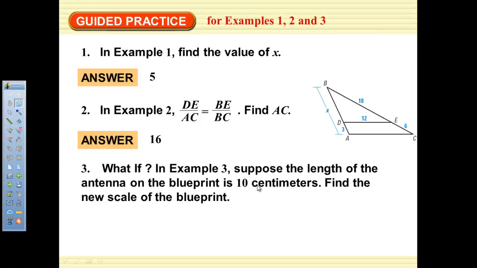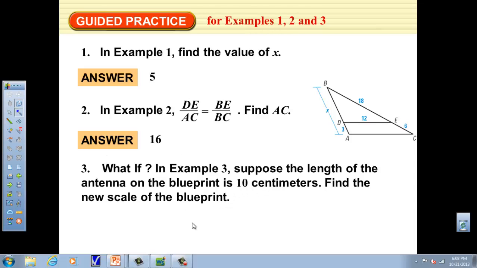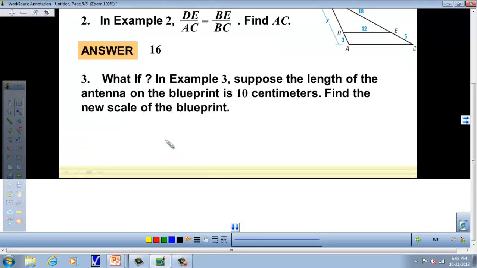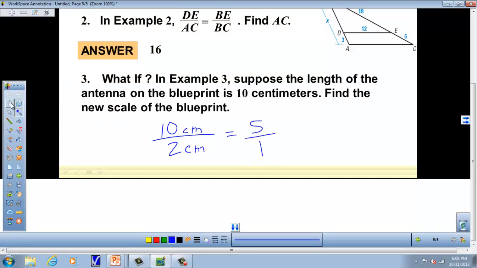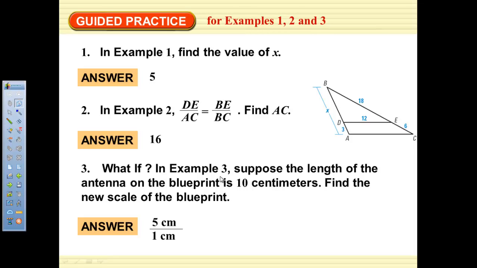And for the last one, we want to write the scale if the length on the blueprint was 10 centimeters. So remember, it's going to be the drawing divided by the actual, which was 2 centimeters. So we divide both top and bottom by 2, we would get 5 to 1 would be our scale. So 5 centimeters to 1 centimeter.